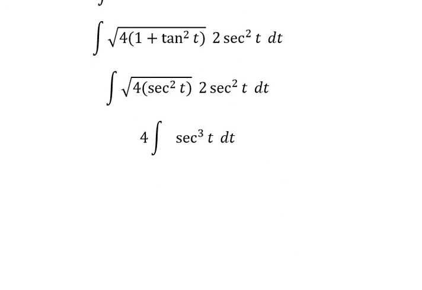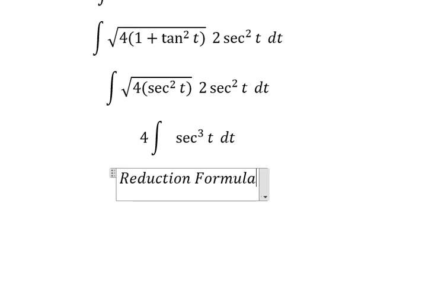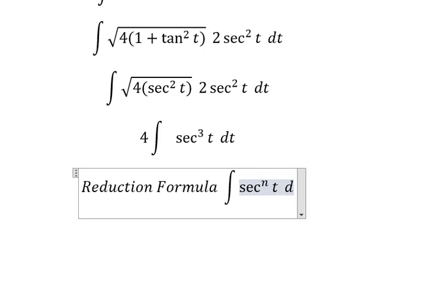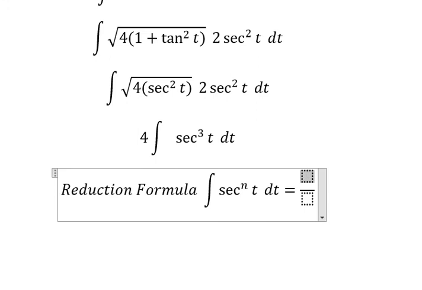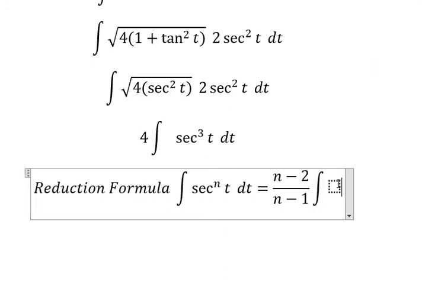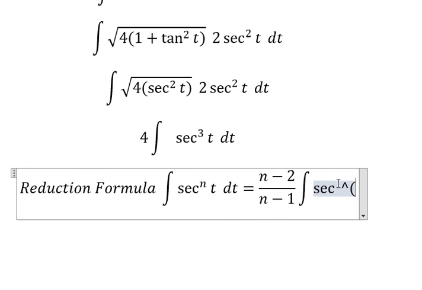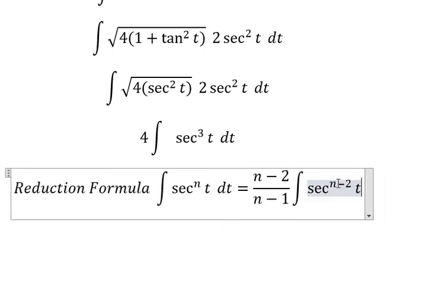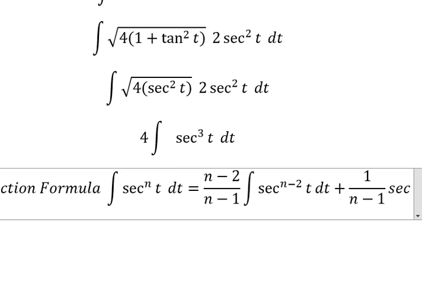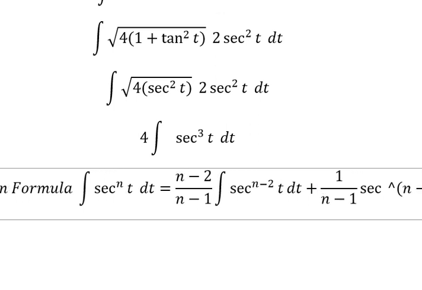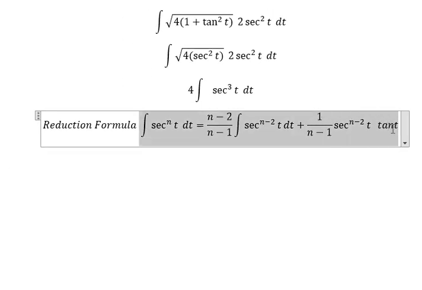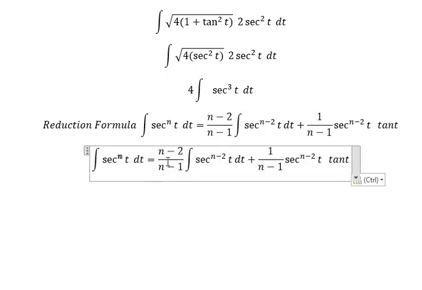And then we need to use the reduction formula. So we have the integral of secant t to the power of n dt equals n minus 2 over n minus 1, the integral of secant t to the power of n minus 2 dt, plus 1 over n minus 1, secant t to the power of n minus 2 times tan t. So we will apply this formula in here. So we change n into number 3.